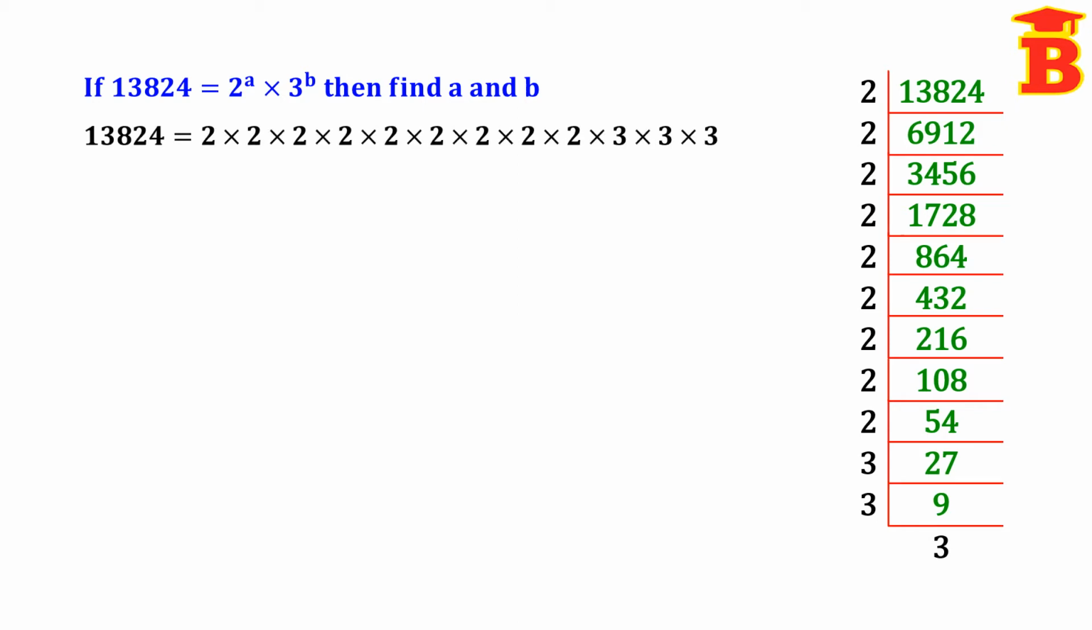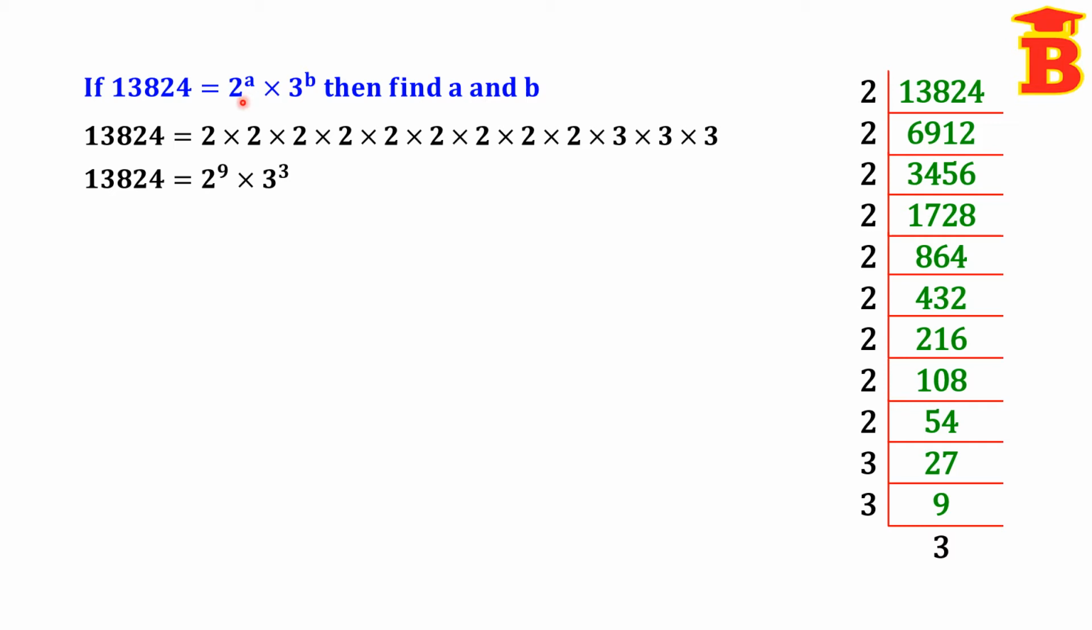So the given number 13824 can be written like this. So write all the factors. We have 9 times 2. See this, count and write 1, 2, 3, 4, 5, 6, 7, 8, 9. So write 9 times 2 and then 1, 2, 3, 3 times 3. So this can be written like this: 2 power 9 into 3 power 3. Because we have 2 nine times, that can be taken as 2 power 9. And we have 3 three times, that is 3 power 3.